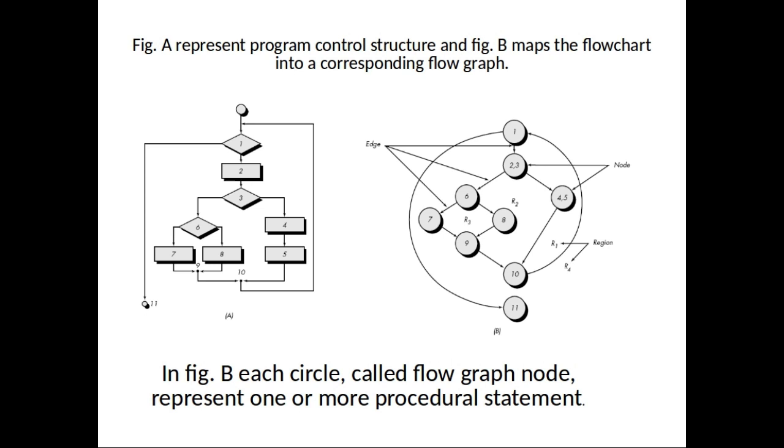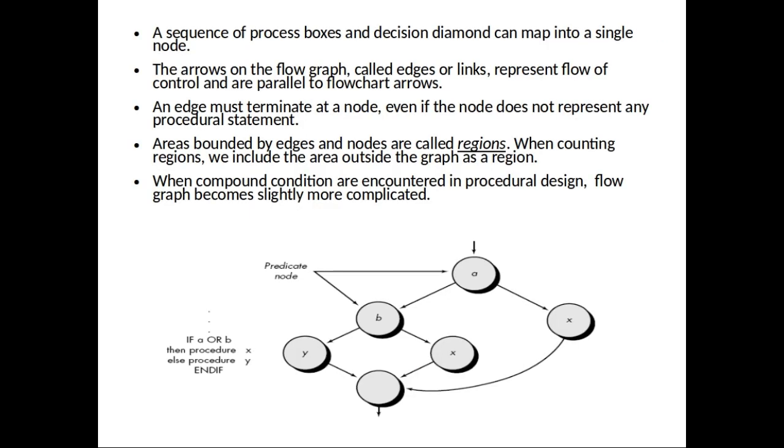Areas bounded by edges and nodes are called regions. When counting regions, we include the area outside the graph as a region.